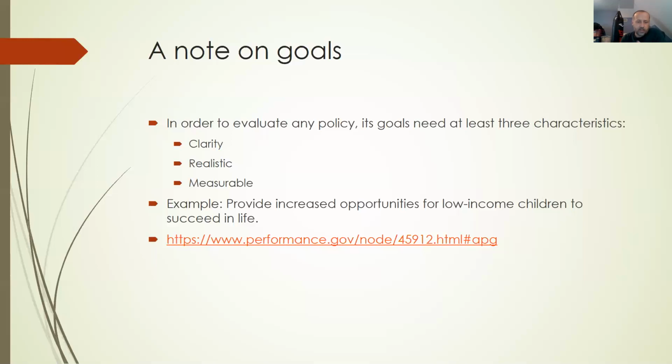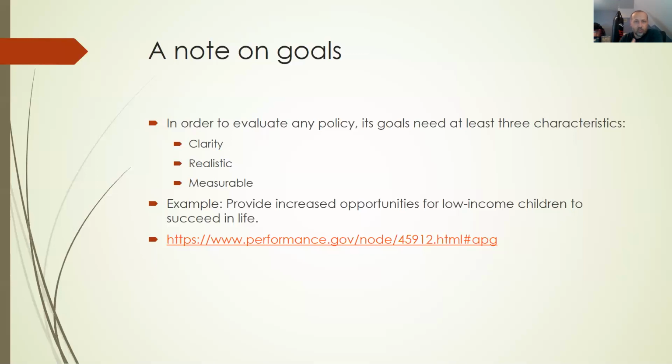Now, of course, there's balancing to be done in terms of economic recovery, but that's, I think, a very good example. A broader example might be what I have written down here, providing increased opportunities for low-income children to succeed in life. Now, there's a couple of things here, and I want you to read this very carefully before I talk about it.